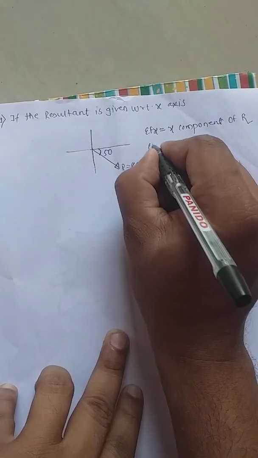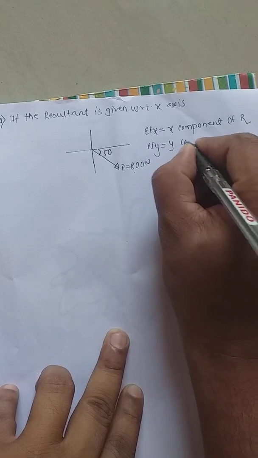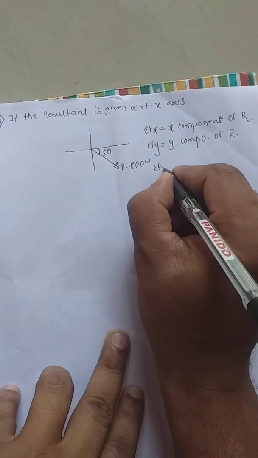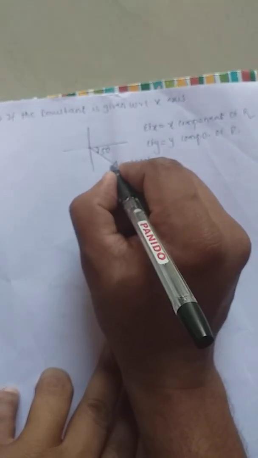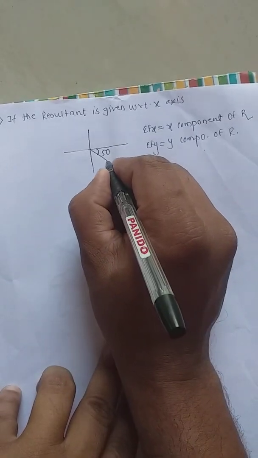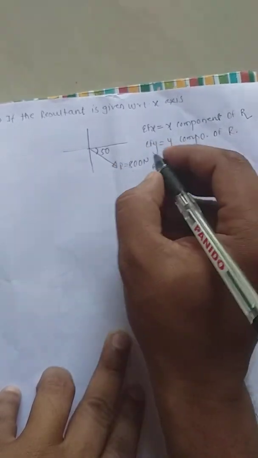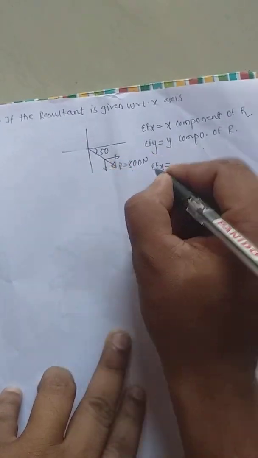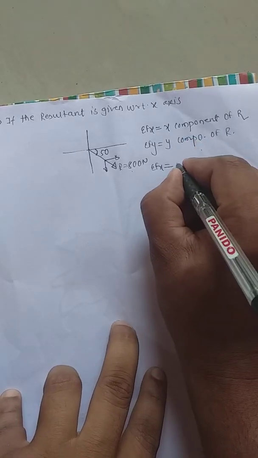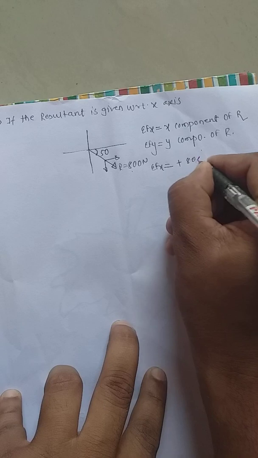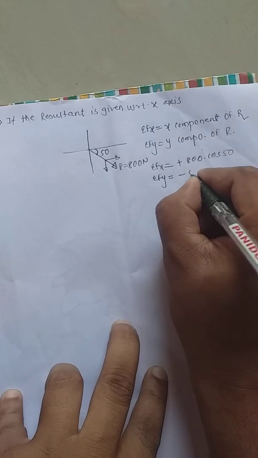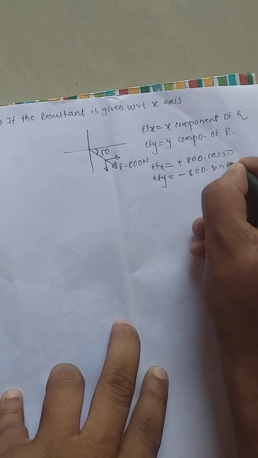and similarly we have considered summation of Fy is equal to the y component of resultant. Summation of Fx is equal to, based on which quadrant the resultant lies in, we will consider the sign convention. Here Fx will be positive and Fy negative. So summation of Fx will be positive 800 cos 50. Summation of Fy will be minus 800 sin 50. So this is condition number 1.